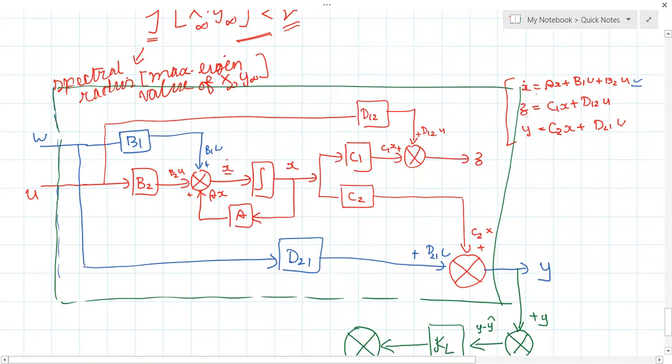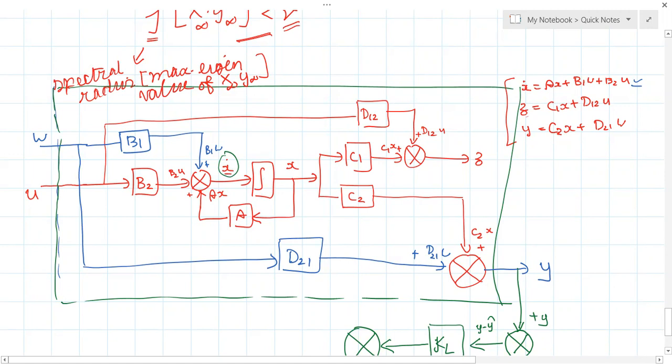Yeah, this was the plant equation. X dot equal to ax plus b1w plus b2u. So you must have an integrator. So this is x dot. X dot must be equal to the sum of these two signals. So x dot must be the output of the summing point. So it is passed through an integrator.